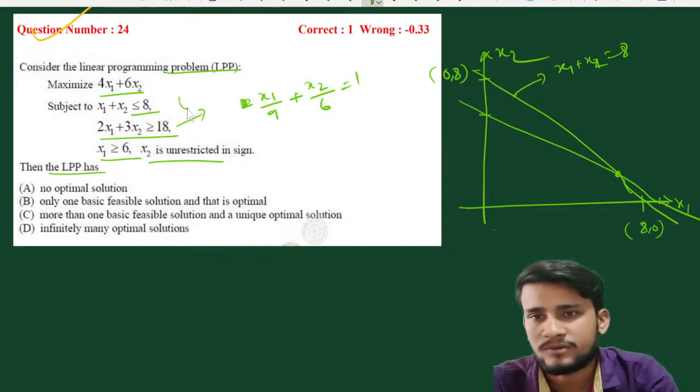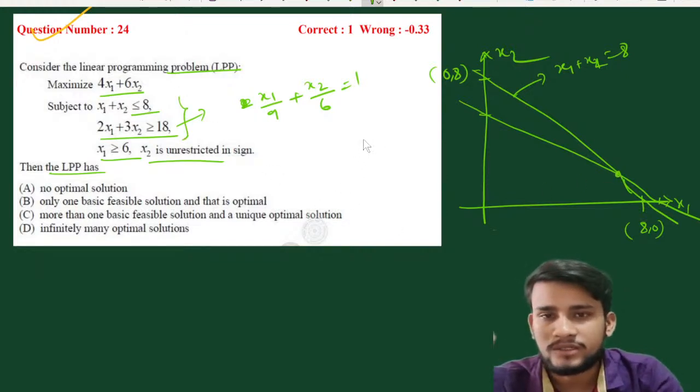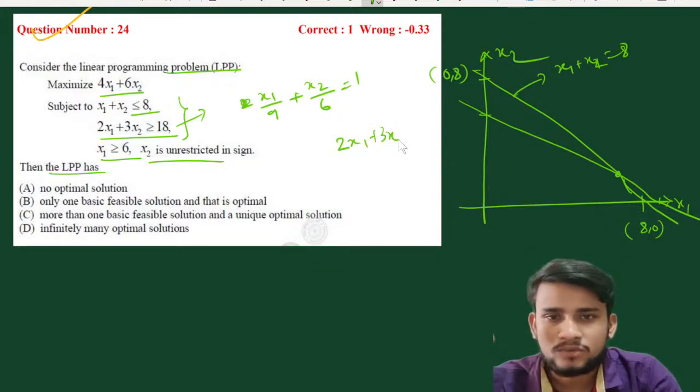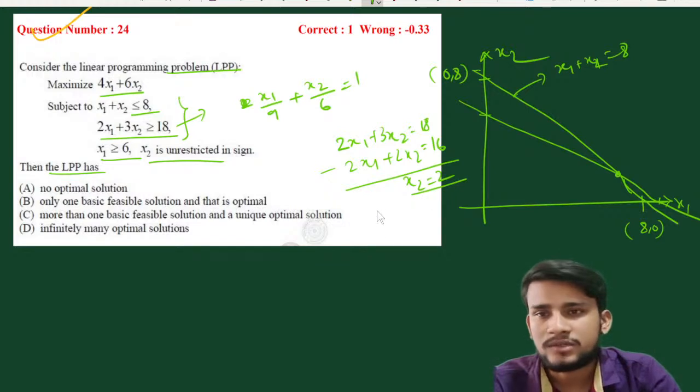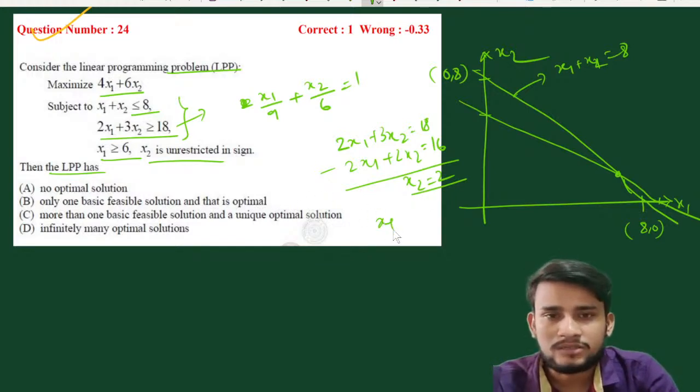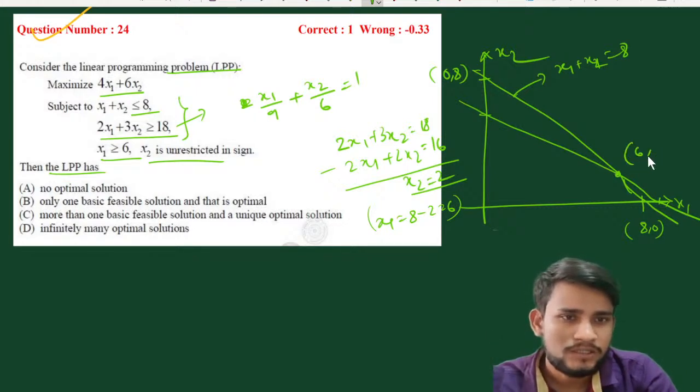Then we calculate the intersection point of the first two lines. We have 2x1 plus 3x2 equal to 18 and 2x1 plus 2x2 equal to 16. If we subtract, we get x2 equal to 2. From the first equation, x1 equals 8 minus 2, which is 6. So this point is (6, 2).